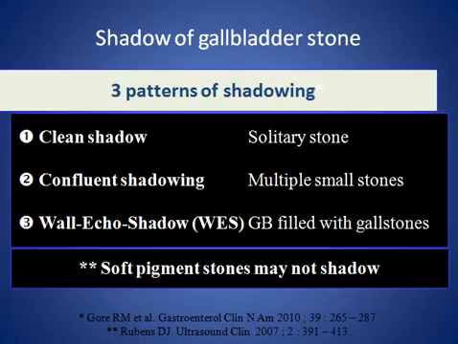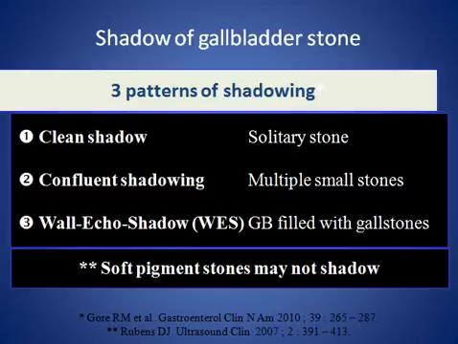Gallbladder stones can be seen on the plain film, which accounts for about 15 to 20%, by ultrasound, by CT scan, and by MRI. The gold standard for diagnosis of gallbladder stones is ultrasound.